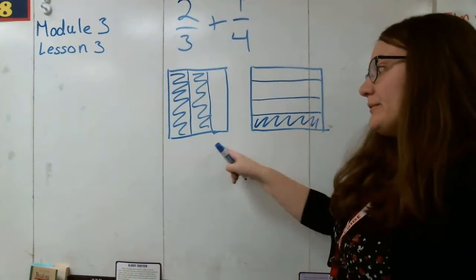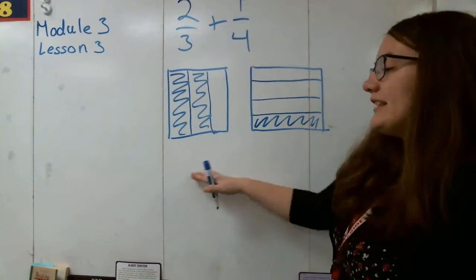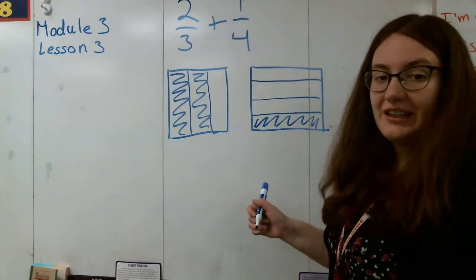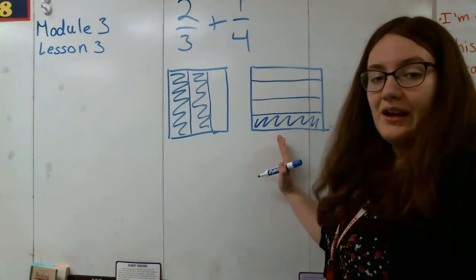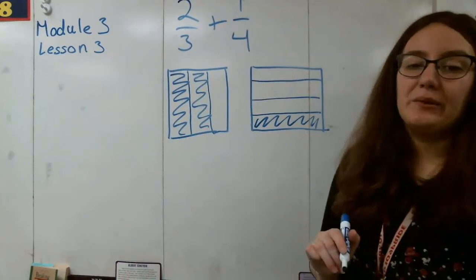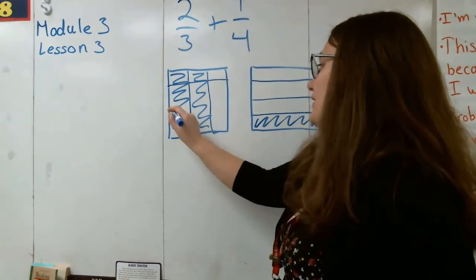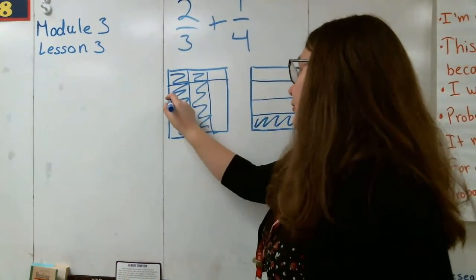So when you're looking at these models and you're trying to figure out how to make them equivalent or have the same common denominator, what you need to think about is, how is this one cut up? How can I cut up this one the same? How is this one cut up? How can I cut up this one the same? So that they both have the same parts. So this one was cut into fourths.